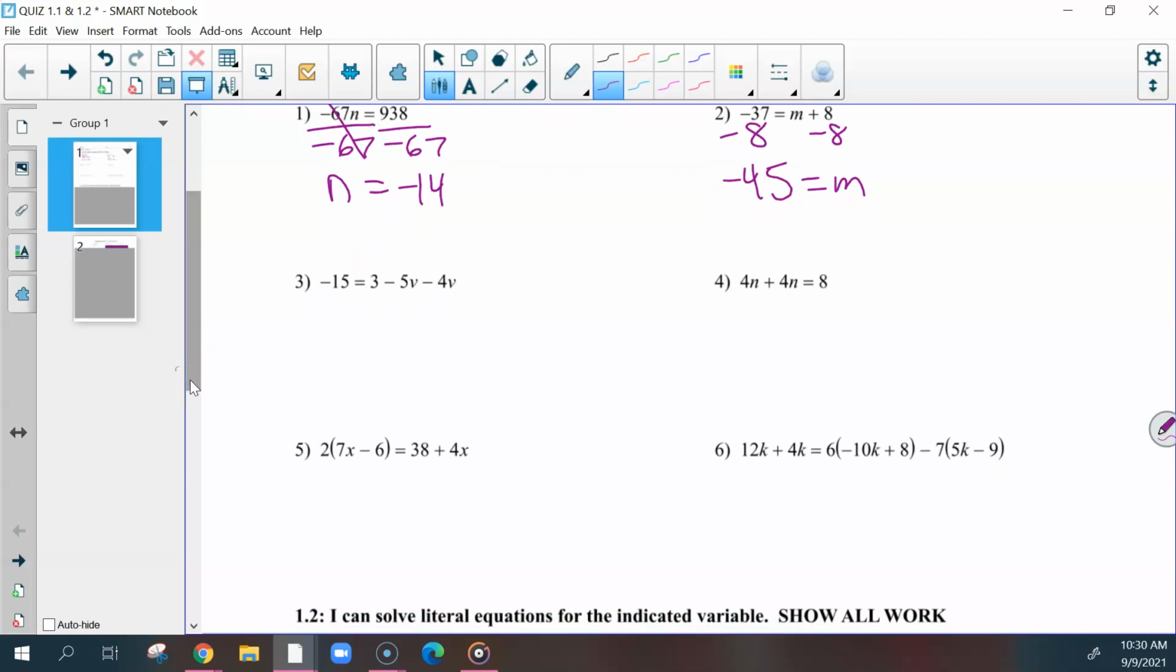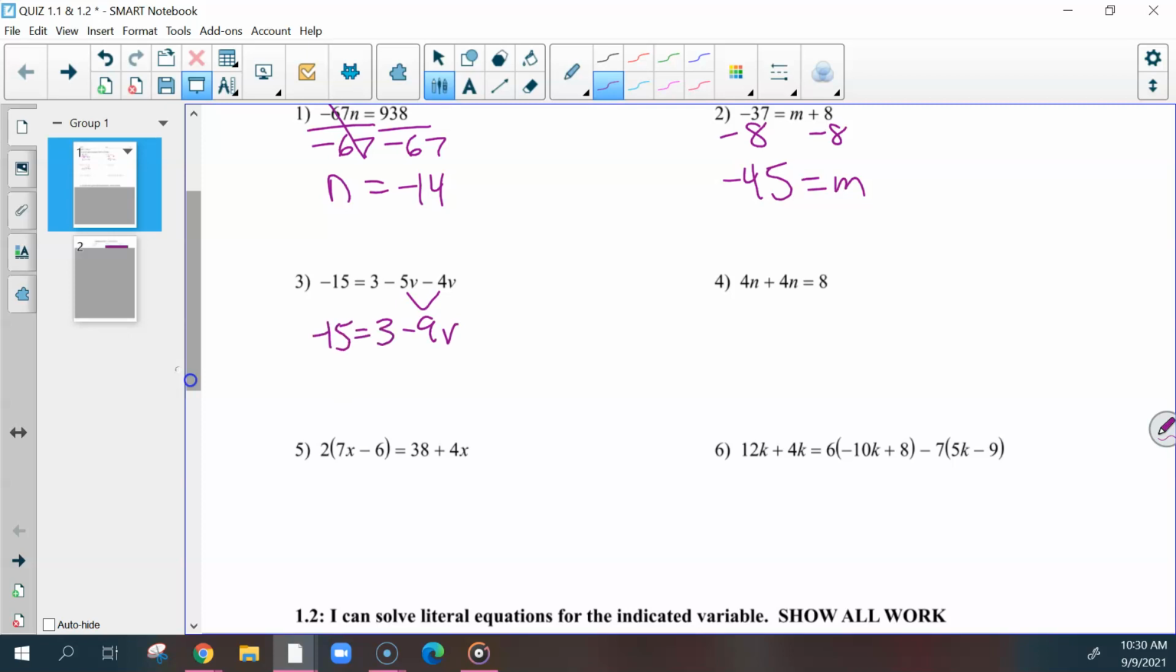For number 3, there were a couple different ways you could go about doing that. One is to start off by subtracting the 3 to the other side and then combine your like terms. The other would be to combine your like terms and then subtract your 3. Either or. But when you combine your like terms and they're on the same side, you're not doing the inverse. You're doing whatever it says. So if it says negative 5 minus 4, that's exactly what you're doing. Negative 5 minus 4 to get negative 9b.